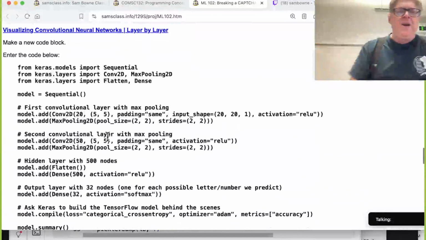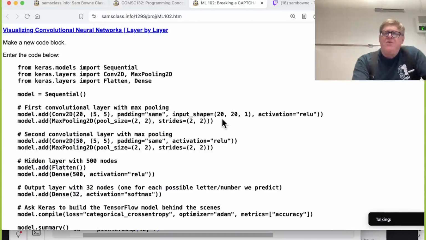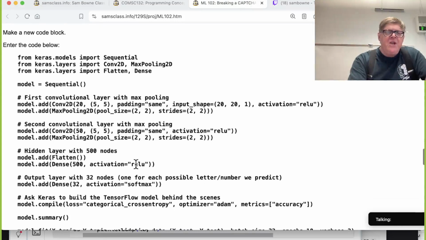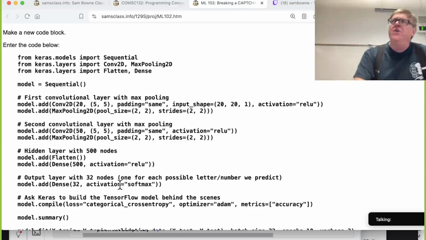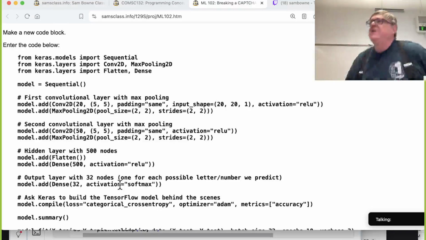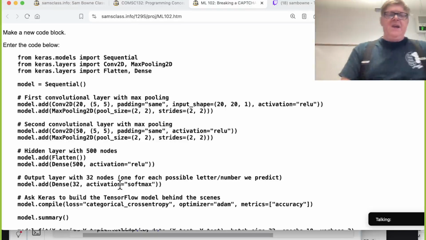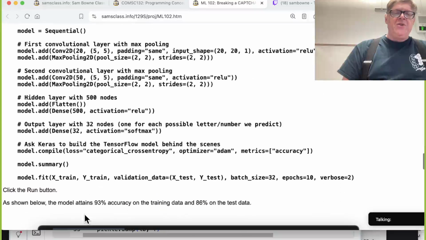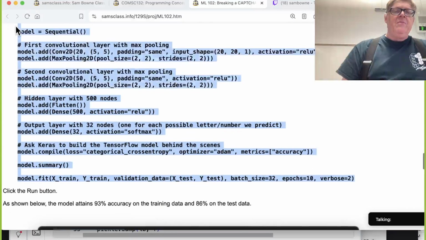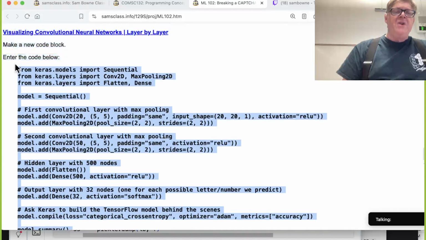Now we're going to create a model and train it. So here you have an input shape of 20 by 20 by 1. So it is 20 by 20 pixels, and it's only got one color. It's grayscale. And then we have a couple of convolutional layers just to process the image, then a hidden layer with 500 nodes, and then an output layer with 32 nodes, because there are 32 possible letters in this data set. And we're going to get a probability of which of those 32 letters it's in, the same way we did before, by optimizing this model.